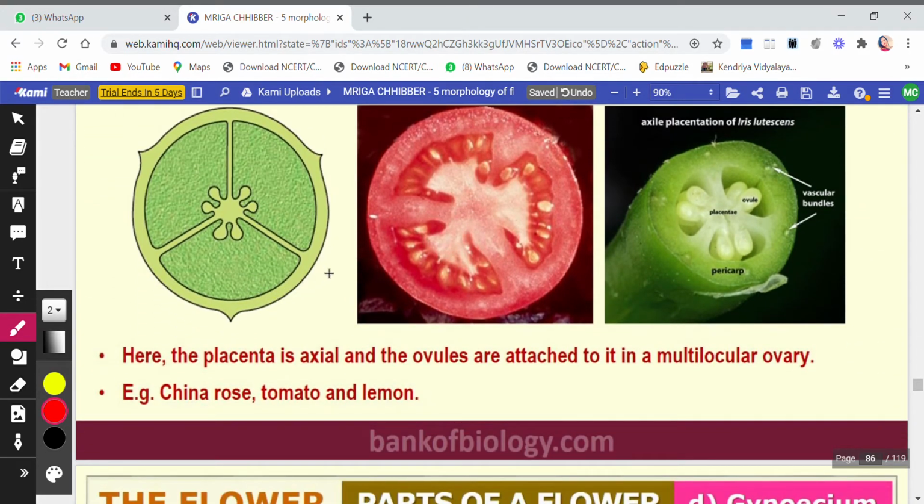Next one is axile. You see axile placentation, the axis, and ovules are attached to it in a multilocular ovary. Now what is a locule, children? These chambers or compartments inside the ovary are called locules, and each locule has two ovules. Every locule has two ovules. This type is called axile, and examples are China rose, tomato and lemon.